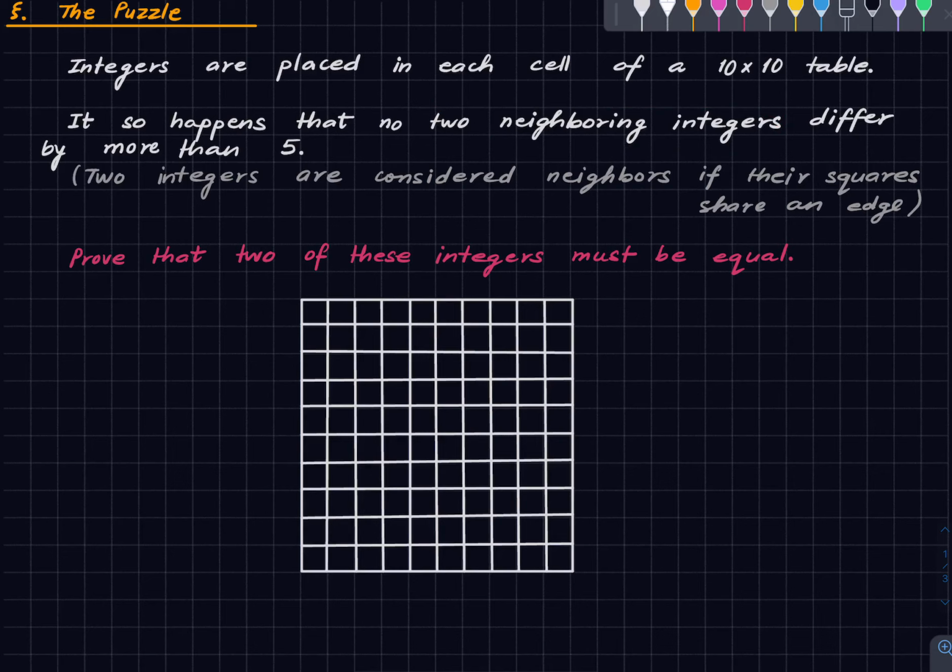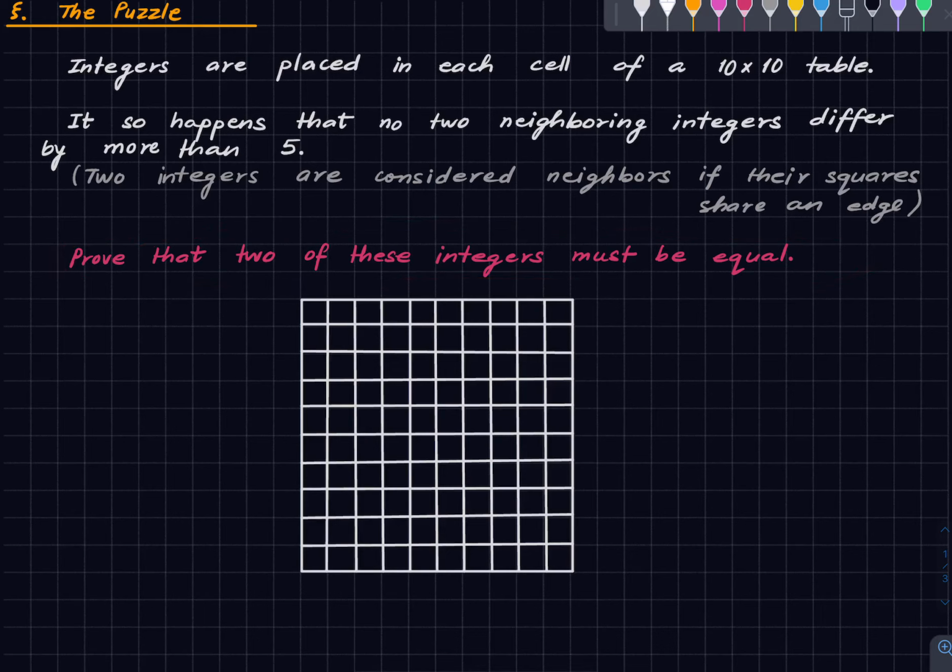And what are neighbors? Neighbors are those which share either a vertical edge or a horizontal edge. So these two are neighbors while these two are not. So for instance, this has 4 neighbors, these 4 things, while this has 3 neighbors, these 3 things, and this has only 2 neighbors, these 2 things, and so on. So the constraint that we have been given is that any two neighboring integers differ by at most 5. We want to show that 2 of these must be equal.